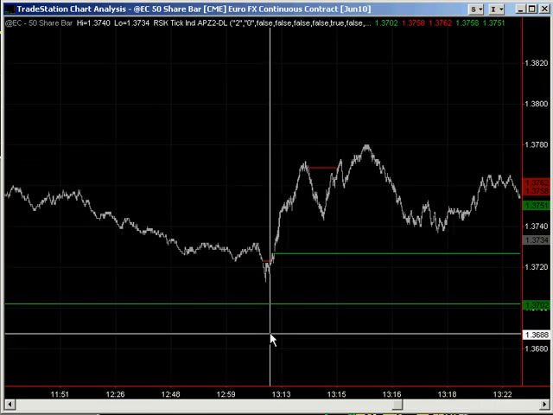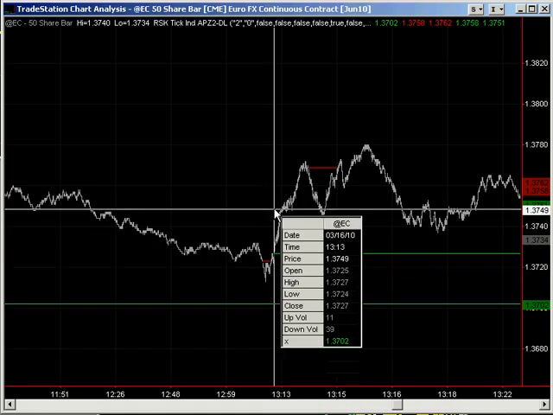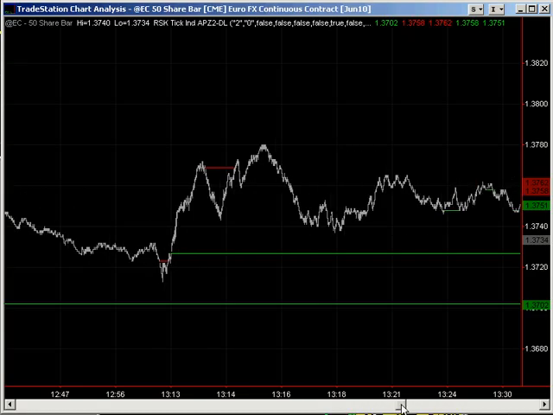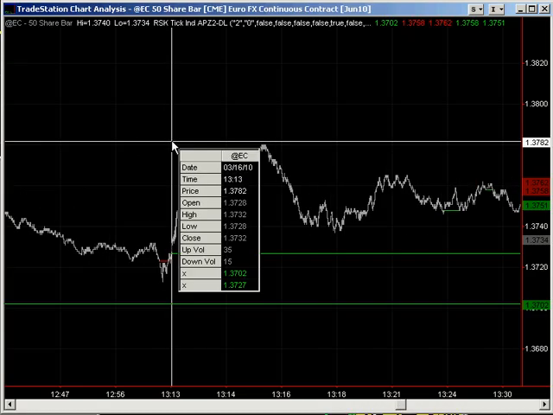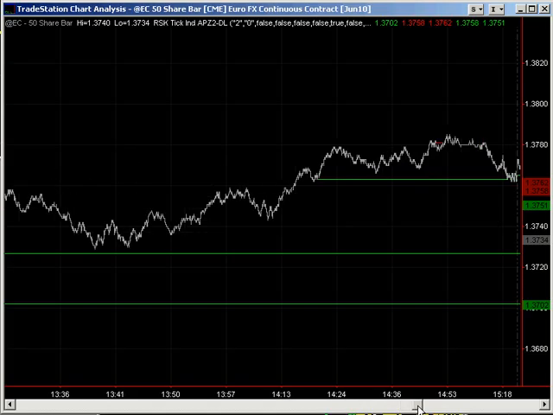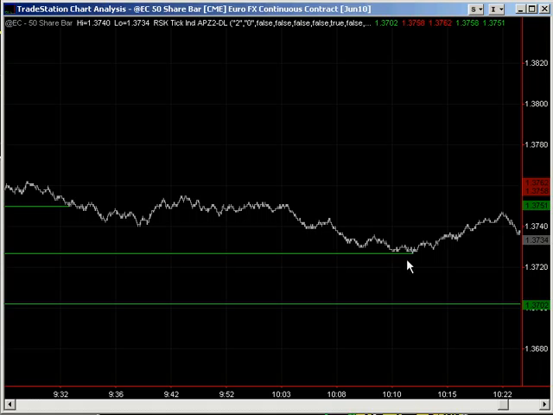This gap right here, which forms at 1313 on the 16th. Now watch what happens on this gap fill. This is just absolutely amazing. Again, keep in mind the time: 1313 on the 16th. This gap gets filled right here. Right to the exact pip.